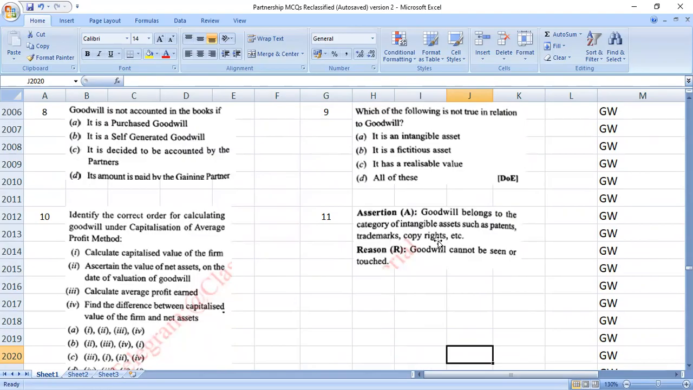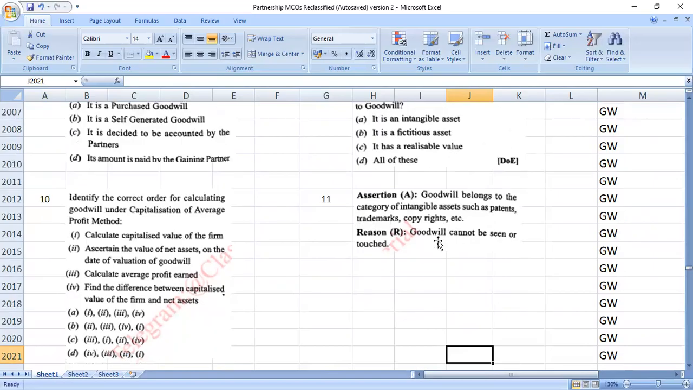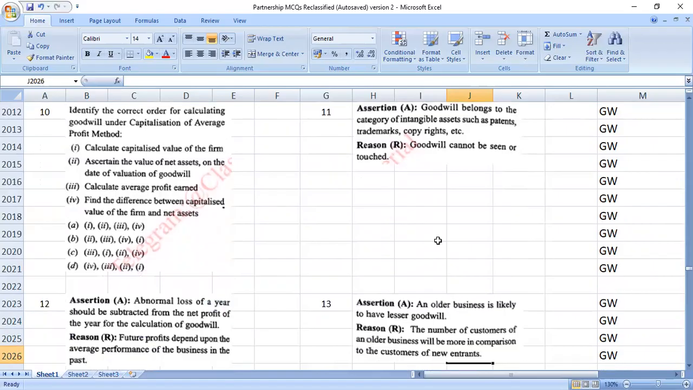Which of the following is not true in relation to goodwill? Goodwill is an intangible asset. It has realizable value. It's a fictitious asset. அது fictitious asset கிடையாது. Fictitious asset னா something that is not true. It's not an asset. Accumulated losses அந்த மாதிரி விஷயங்கள். So B is the correct answer. That is not true. Goodwill is not a fictitious asset.